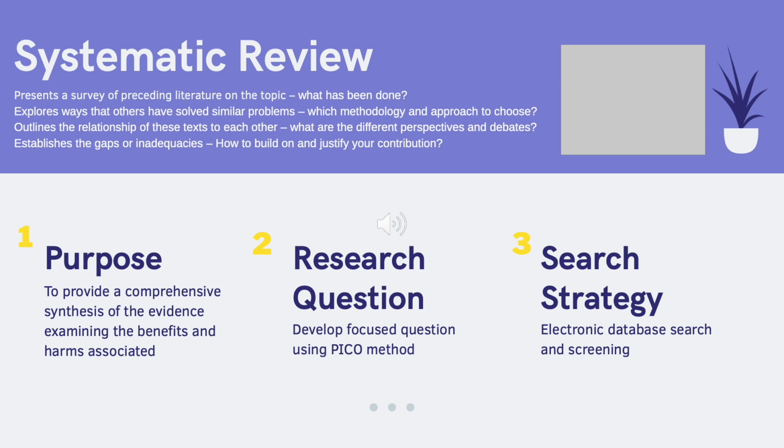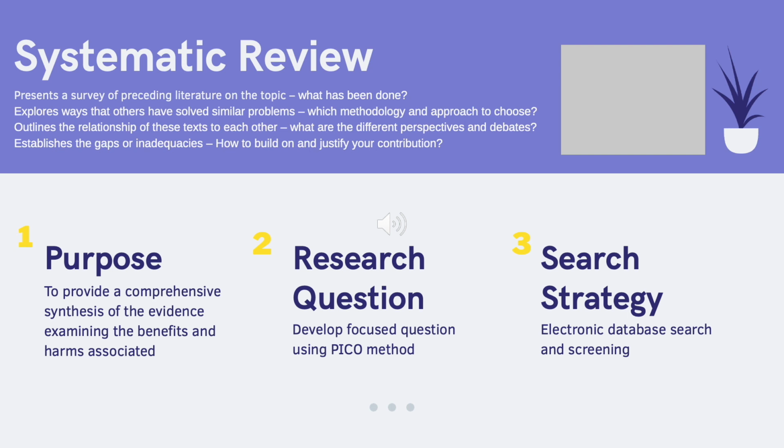As systematic review presents a survey of preceding literature on the topic, we will then know what has already been done. It explores ways that others have solved similar problems. In this way, we are guided on which methodology and approach to choose for future research. It outlines the relationship of the different findings to each other, and hence gives us an idea on what the different perspectives and debates are. It also establishes the gaps or inadequacies, and we can then build on them and justify our contribution.